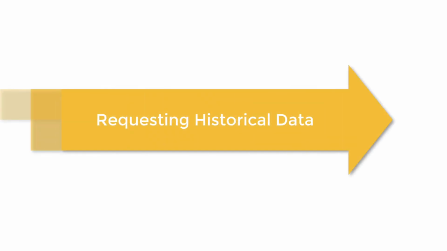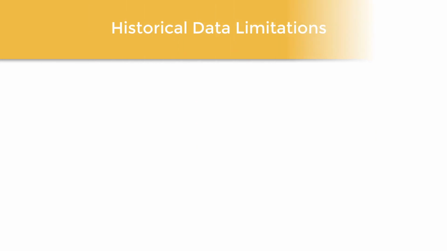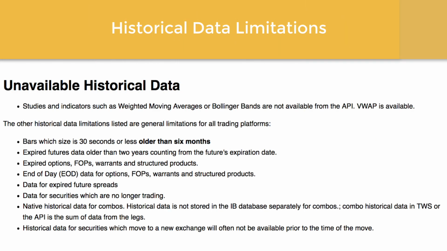So next we'll discuss how to request historical data from the API, and some important limitations to keep in mind about historical data. For common stocks, typically you receive about 5 to 10 years of data available, though it will depend on the instrument type. For most other instruments, it can be less than that. For futures, for instance, expired futures are kept for 2 years before they are removed from the database. So if you wanted a future, say, expiring 18 months ago, that would be available. From 3 years ago, it would not be.